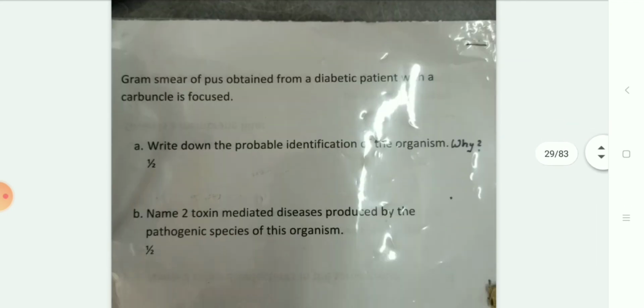Then name two toxin-mediated diseases produced by pathogenic species of this organism. So it causes exfoliative toxin, which causes staphylococcal scalded skin syndrome, that is SSSS, staphylococcal scalded skin syndrome. That is exfoliative toxin. Okay. Then there is enterotoxin, which causes staphylococcal food poisoning.